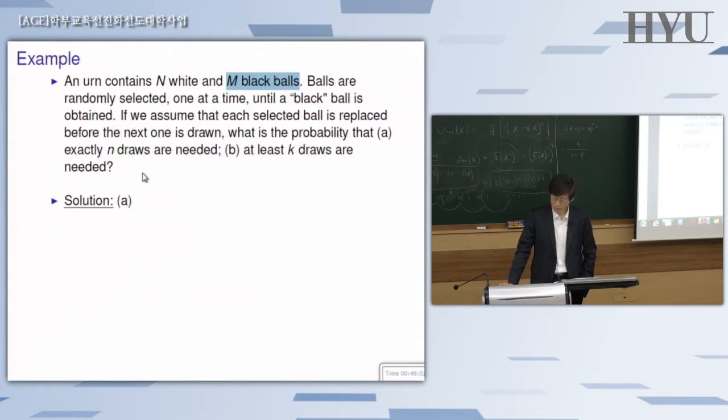Two questions really. What's the probability that you get to draw exactly n different times? You keep drawing, but the total number of trials until the first success has to be exactly n, and then you stop. What are the chances?